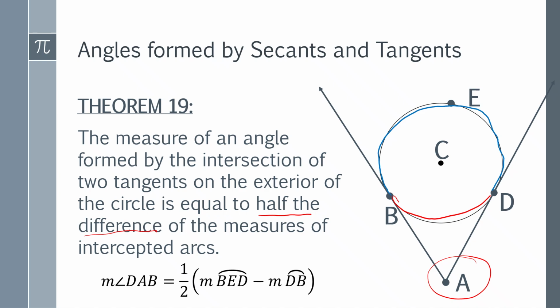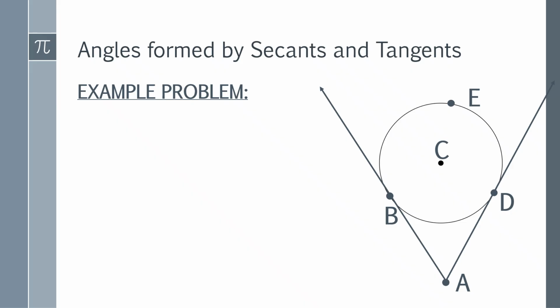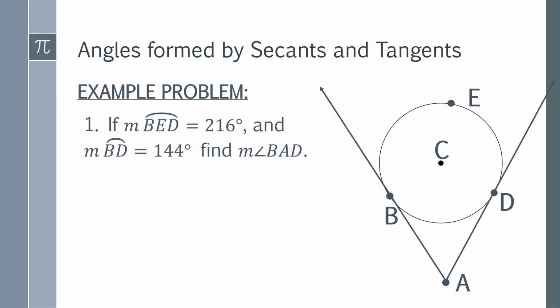So let us have an example. I hope that you understand this theorem, because for every theorem, there is a formula. Let's have a problem. Let's have first an example problem. Number one, if the measure of major arc BED is 216 degrees and the measure of arc BD is 144 degrees, how will you find the measure of angle BAD?